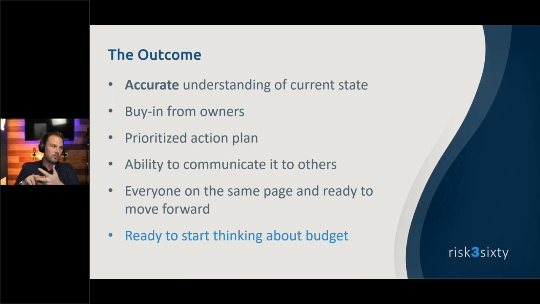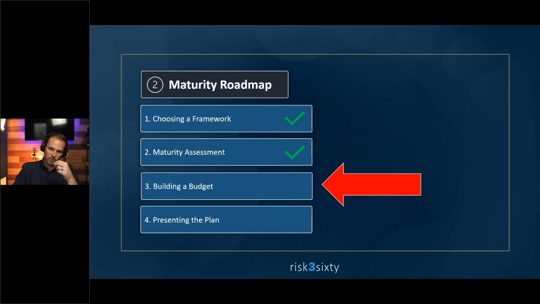You've got to get buy-in from the owners of the gaps and the controls. You need to create an action plan based on those gaps that are appropriately prioritized. You need to be able to communicate all of that to others effectively, and make sure that everyone's on the same page and ready to move forward. If you can do all that as part of your maturity assessment, it's going to put you in a great position to start thinking about how you're going to fund all the activities that need to happen and start building that budget. So that'll move us to the budget piece of this.